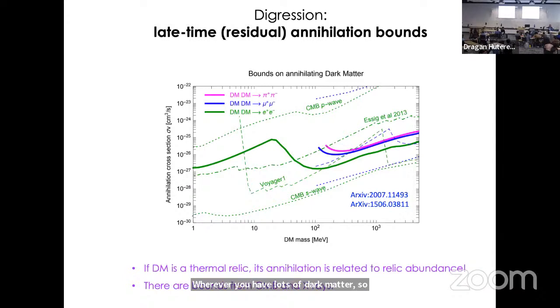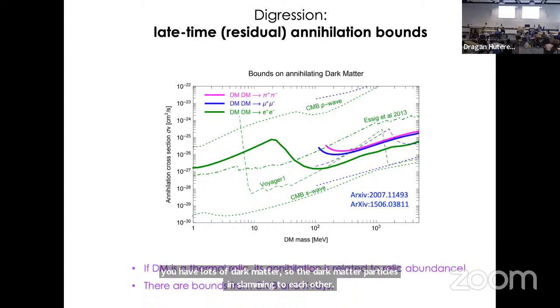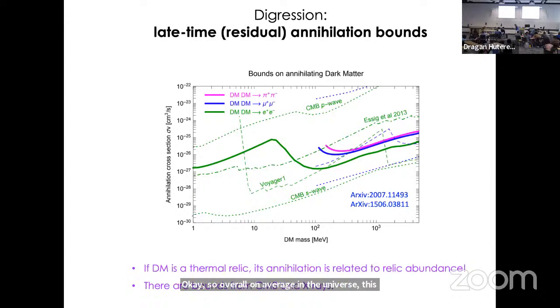Overall, on average in the universe, this interaction has shut off because of the expansion. But in the centers of galaxies, maybe you can see a signal, maybe annihilation even into photons, maybe other channels, but this could be happening today.